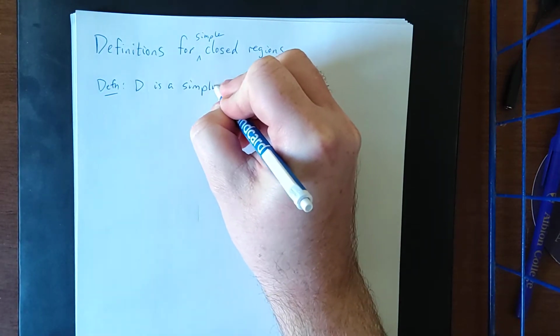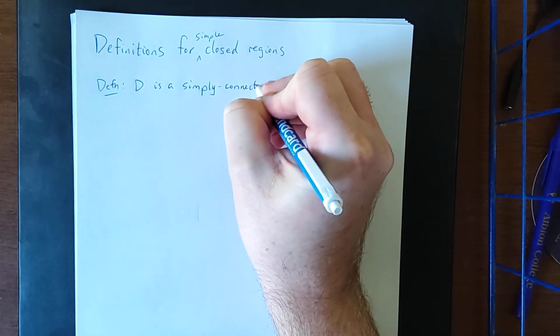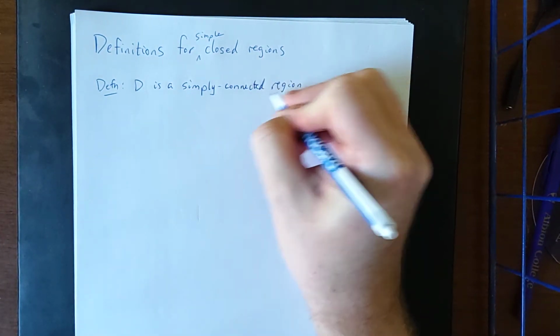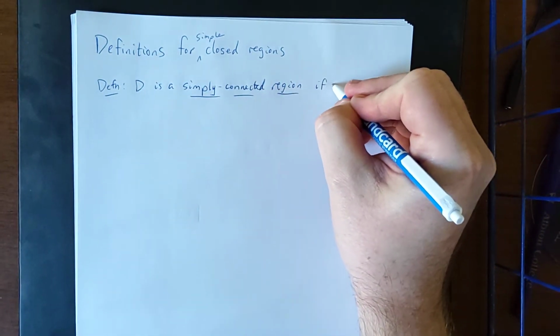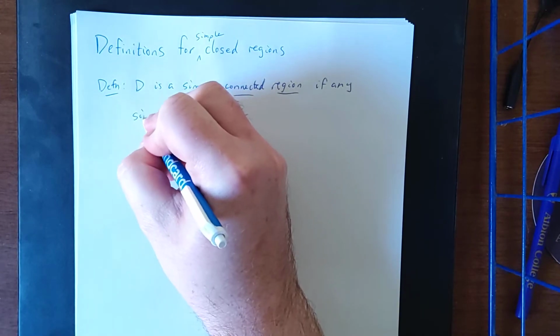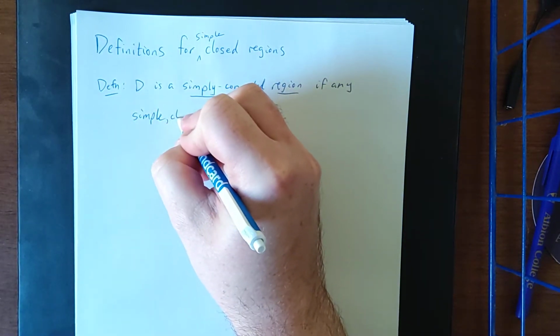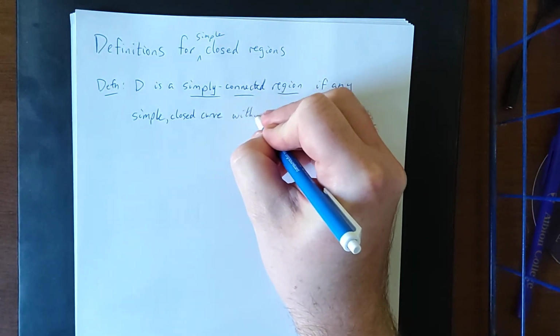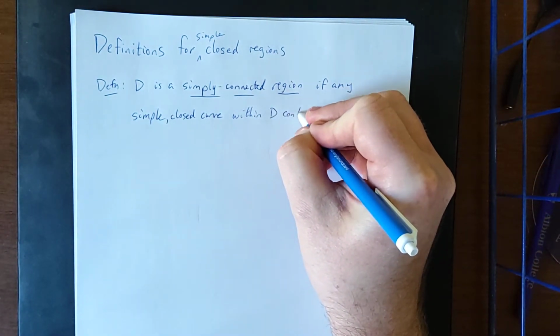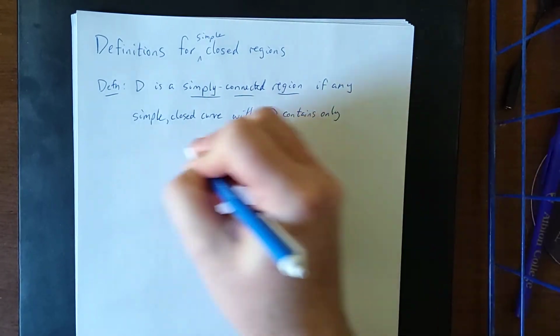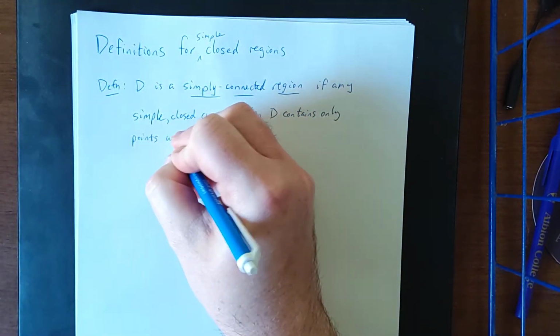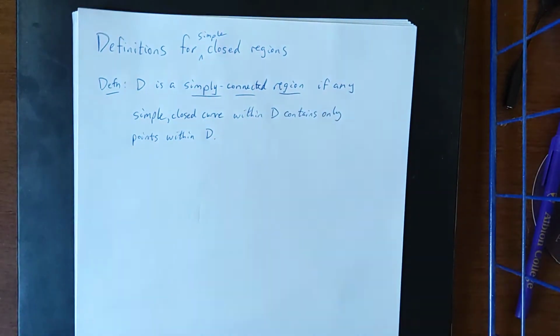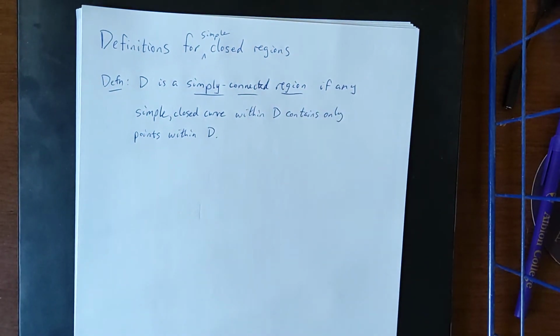D is a simply connected region. A simply connected region: if any simple closed curve within D contains only points within D. Now, simply connected region really just means that there are going to be no holes inside of the region.